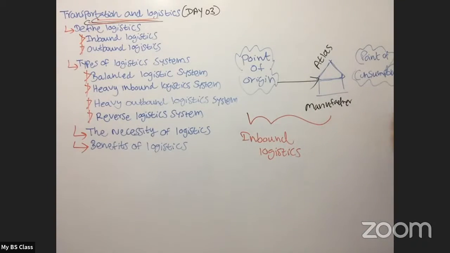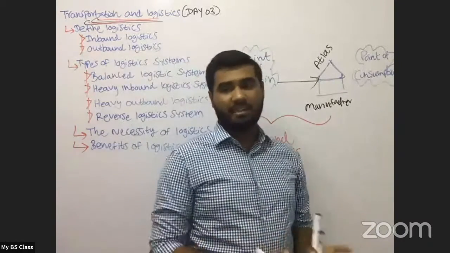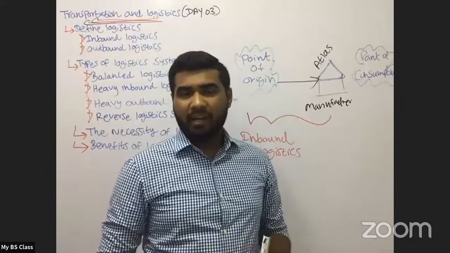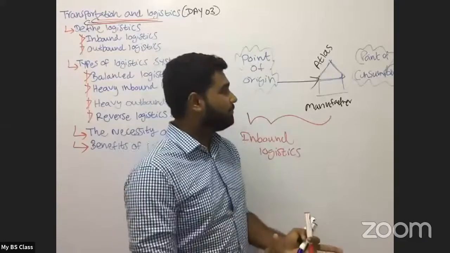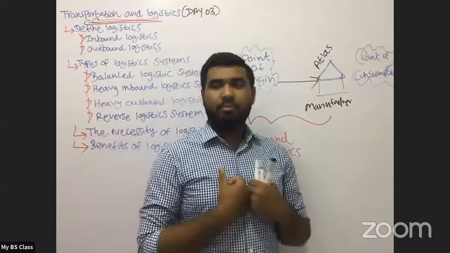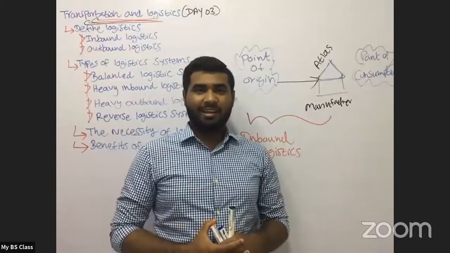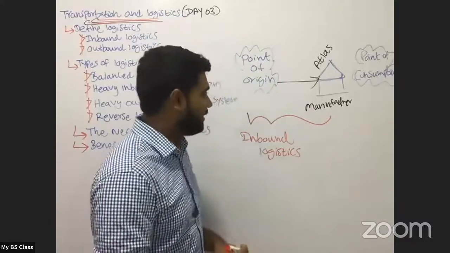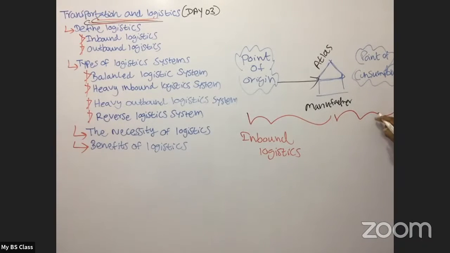From the manufacturer or seller, it goes to the final customer. This has to be the final customer, not the intermediate customers, not the wholesaler, not the retailer. It has to be the final consumer. I'm the final consumer. I'm not going to sell those marker pens again to another person, right? So from the manufacturer's point of view, from their warehouse until it reaches final consumption, we call that outbound logistics.